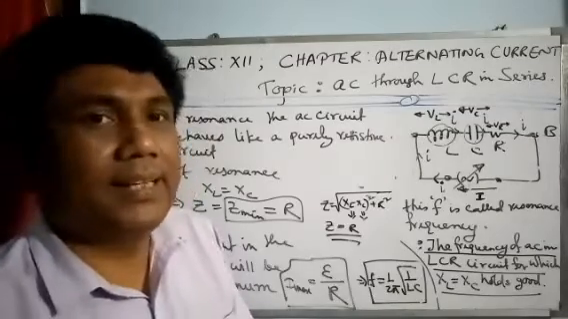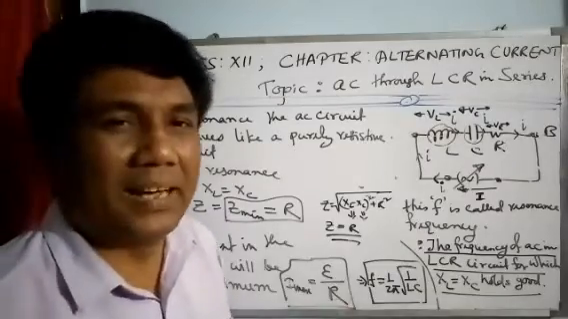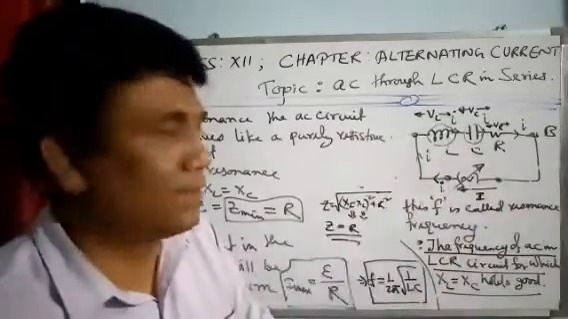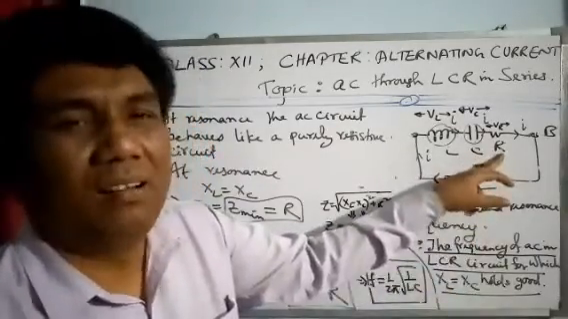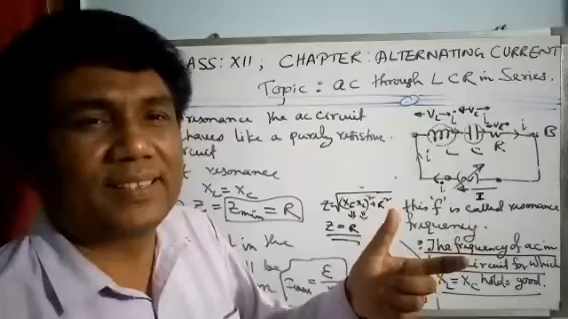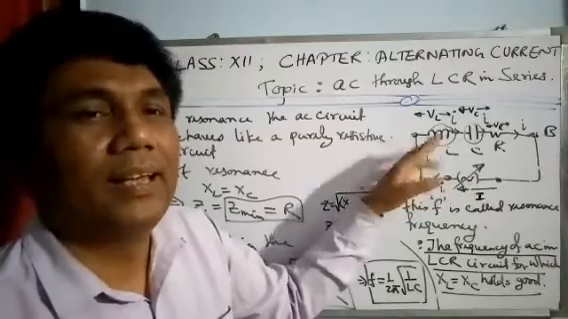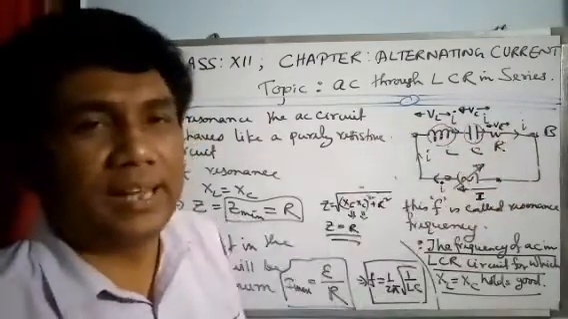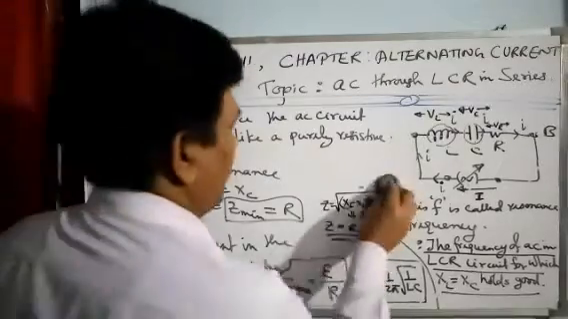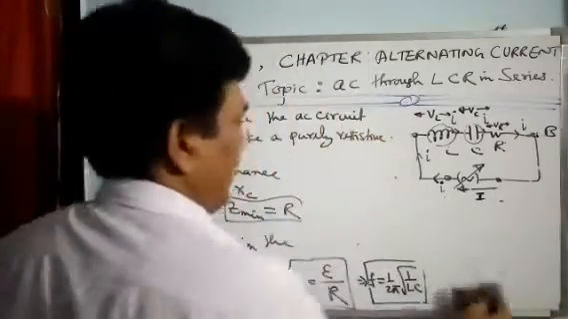Other signals it does not accept well, because for other signals current flow is not maximum, since resistance is there. But for that particular frequency it shows minimum resistance. What is the minimum resistance? That is simply R, because XL and XC together will vanish. One will destroy the other, and so in the circuit only R is left. So please write down: LCR series circuit is also called an acceptor circuit.